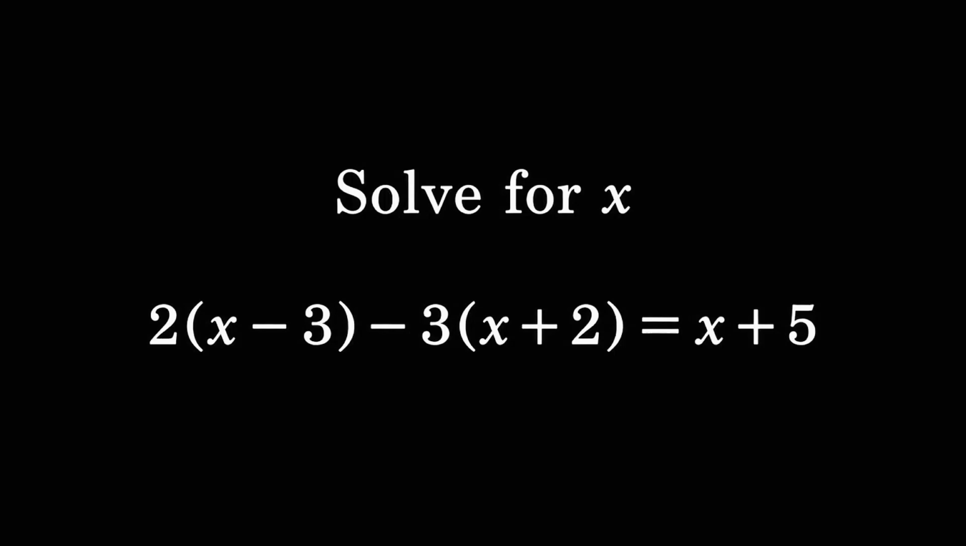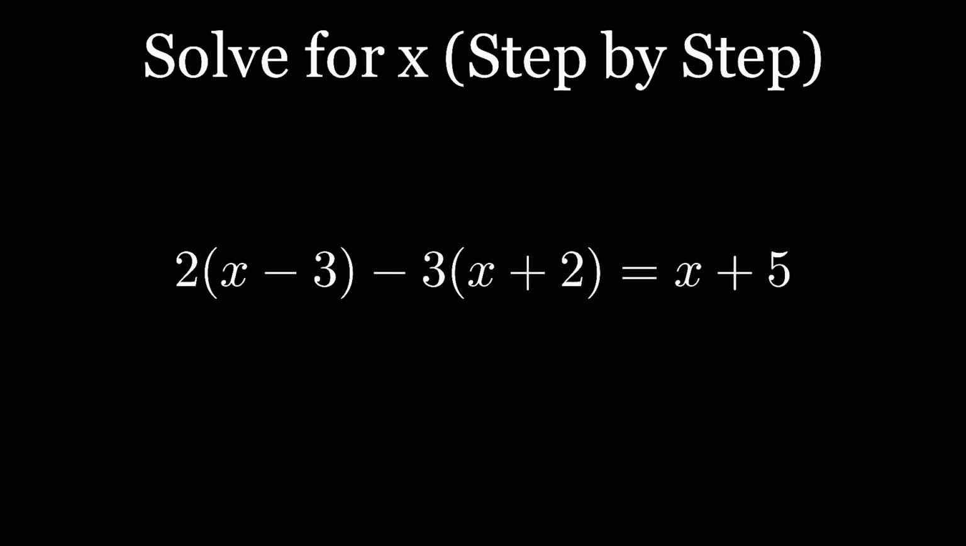Today, we will solve this equation step by step. We start with the equation, 2 times open bracket x minus 3 close bracket, minus 3 times open bracket x plus 2, equals x plus 5.